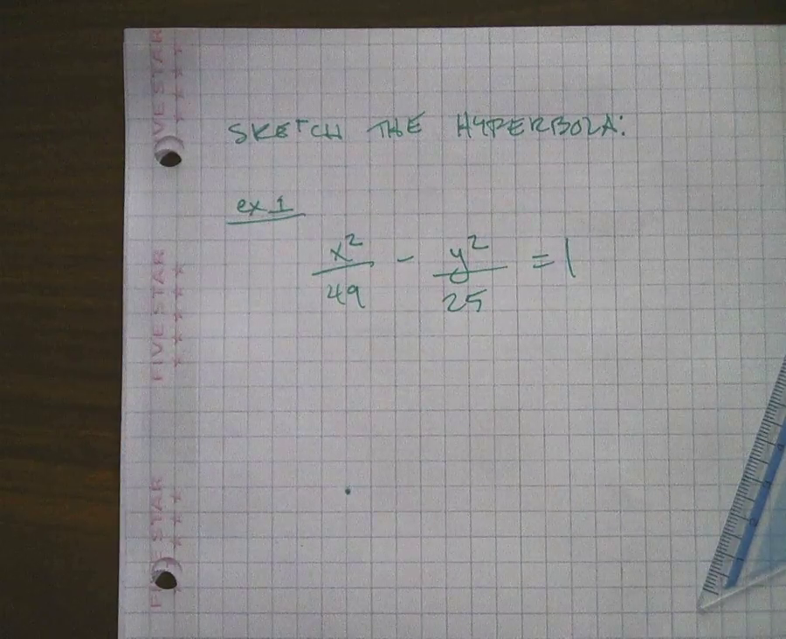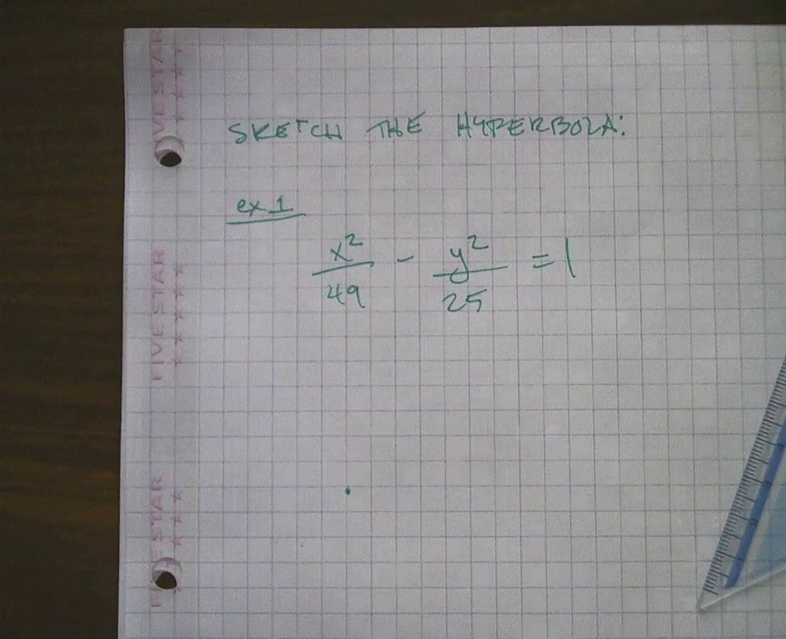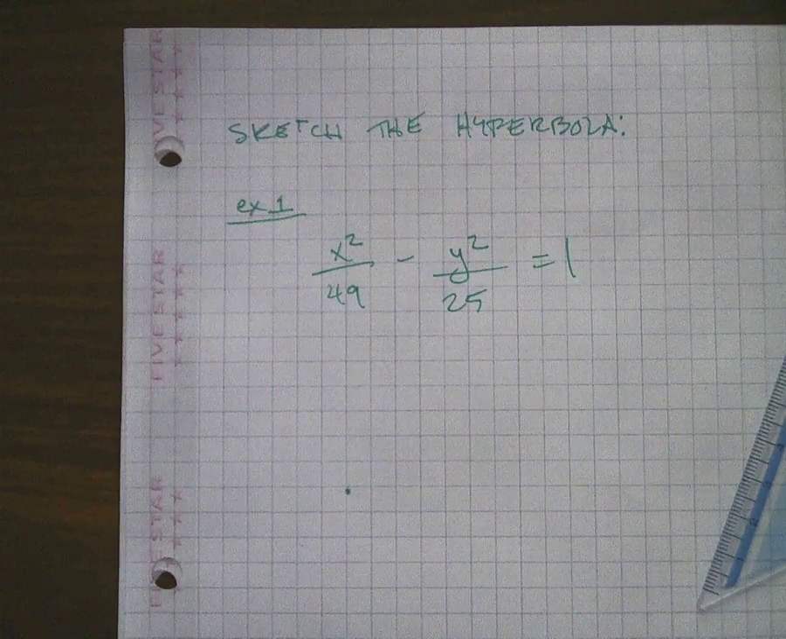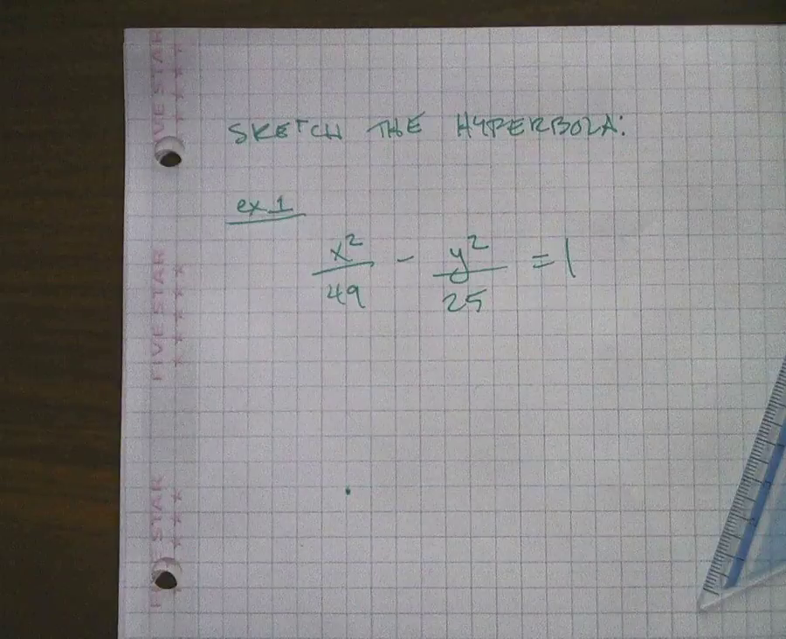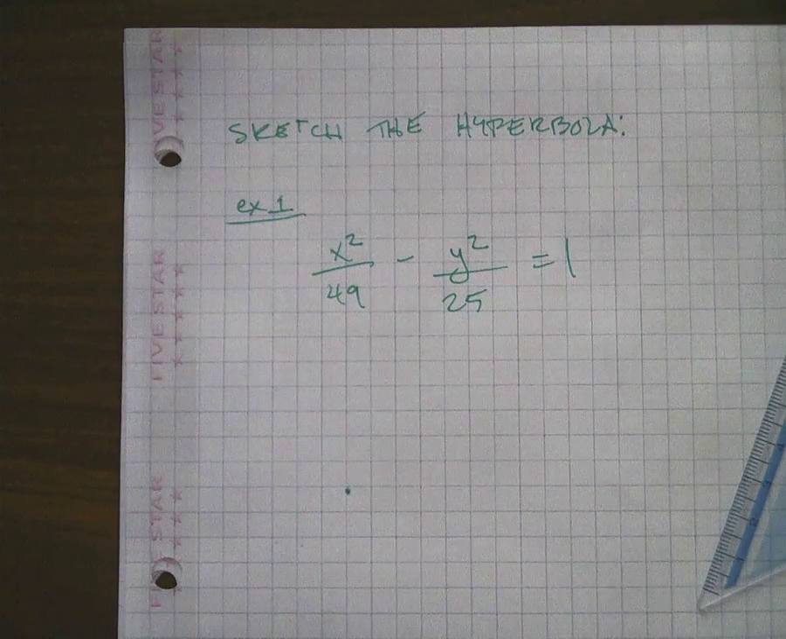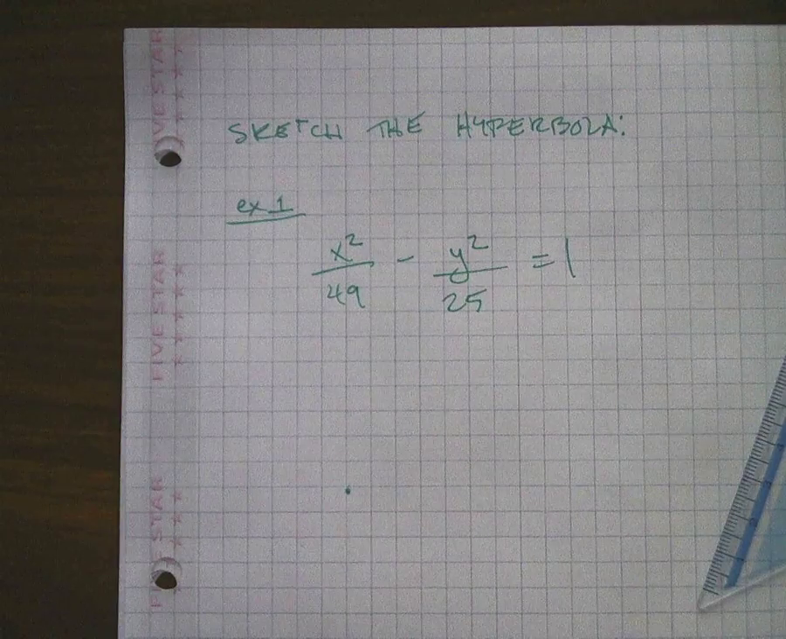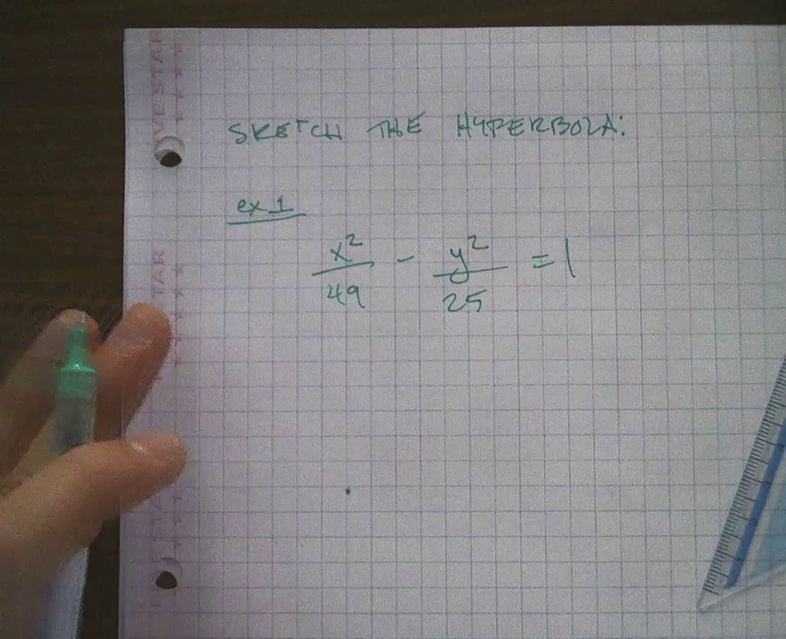So if your transverse axis is 49 or is under the x, then it's going to open up side to side. All right, but don't think about it that way, because all you have to do is draw that rectangle in order for you to draw the hyperbola. So here we go.